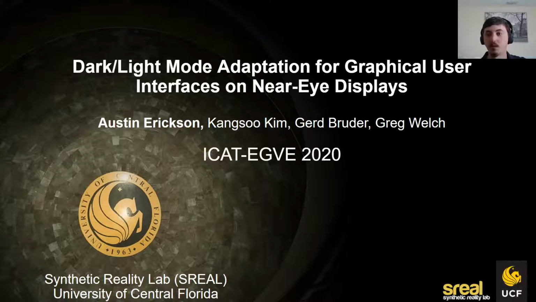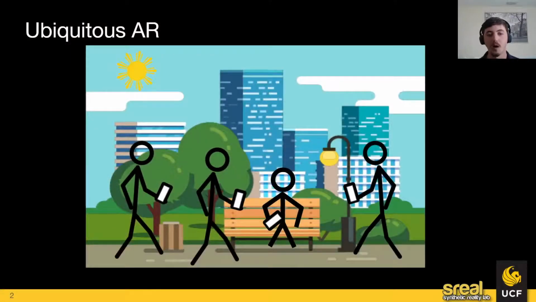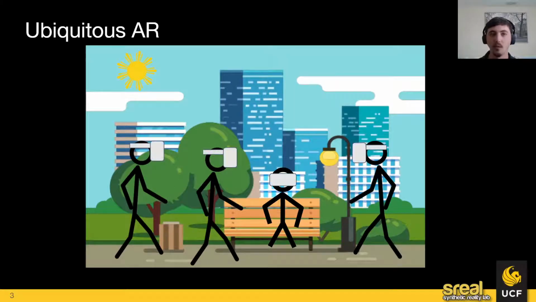I'm a PhD student over at the University of Central Florida down in Orlando at the Synthetic Reality Lab. And today I'm going to talk to you guys a little bit about dark mode and light mode style user interfaces. So right now, all of you probably have a smartphone either in your hand, in your pocket, or on your desk. It's to the point where we use these all over the place in so many different locations, under so many different contexts. And then as AR researchers, we kind of hope that one day we'll be able to do the same thing with AR devices.